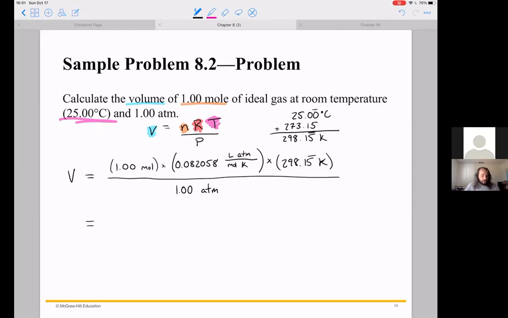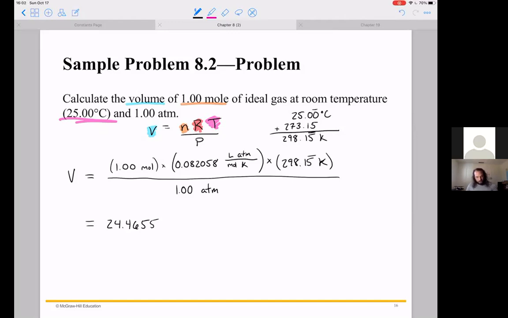I recommend, just like before, that you follow along, punch this into your calculator, and make sure you get the same thing on the other side that I do. If not, that just means that something went wrong when you punched it into your calculator. So 1 times 0.082058 times 298.15 divided by 1, you should get 24.4655. Okay. All right. We'll worry about sig figs here in a second.